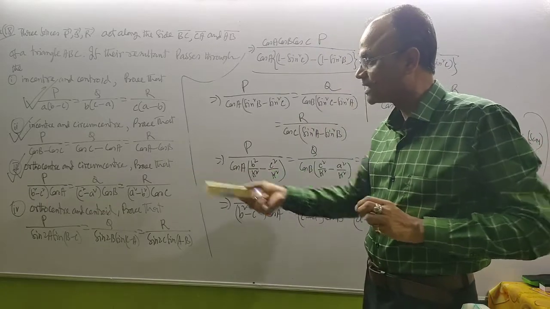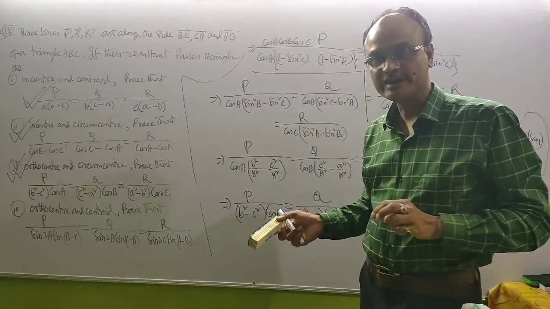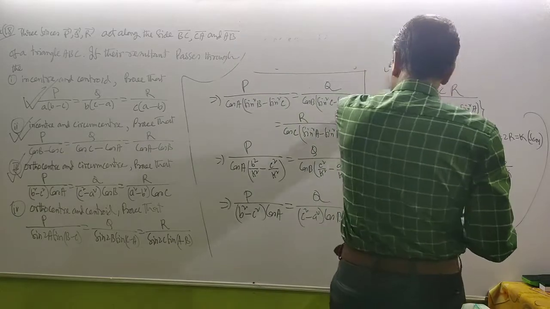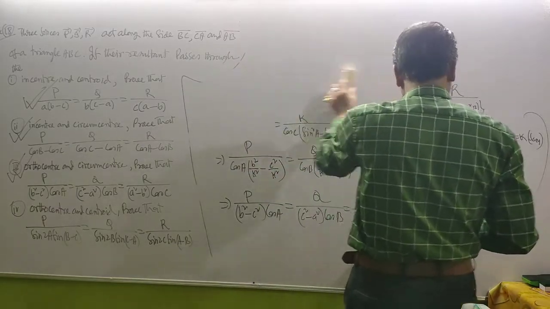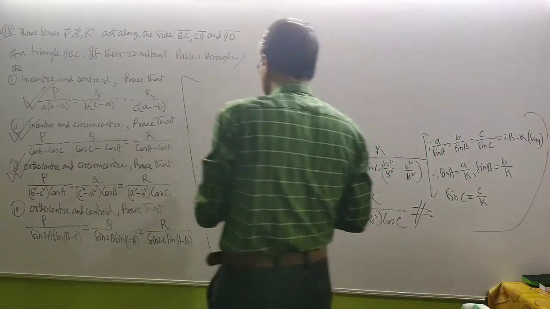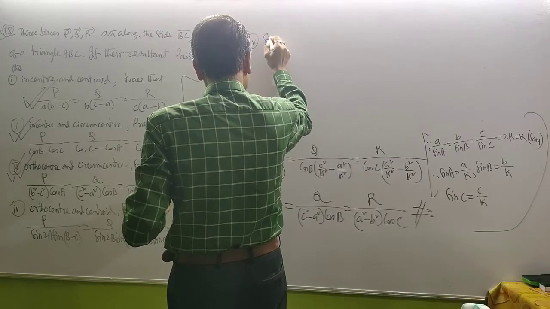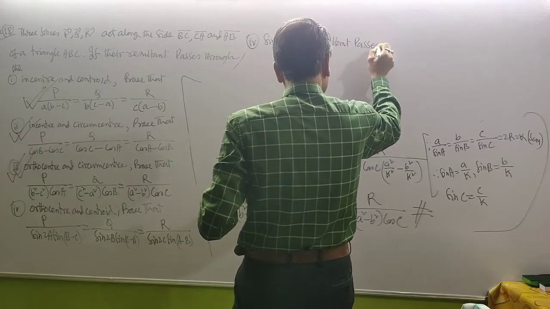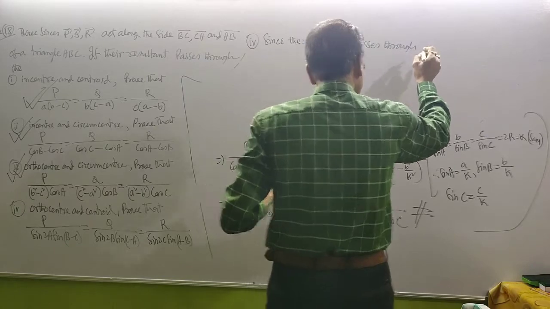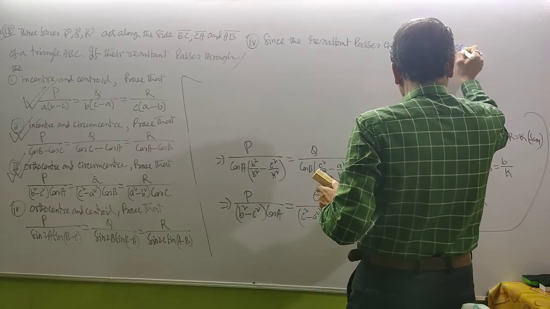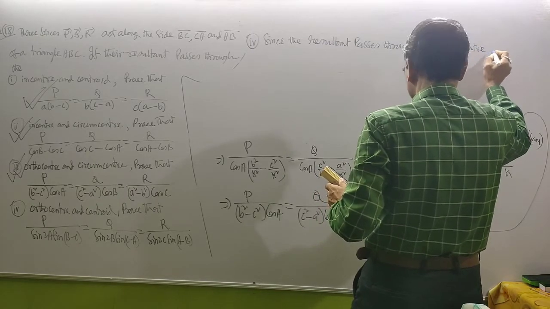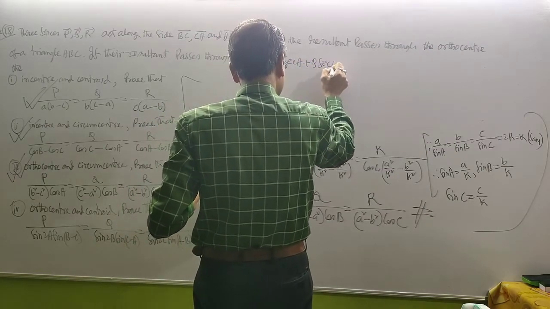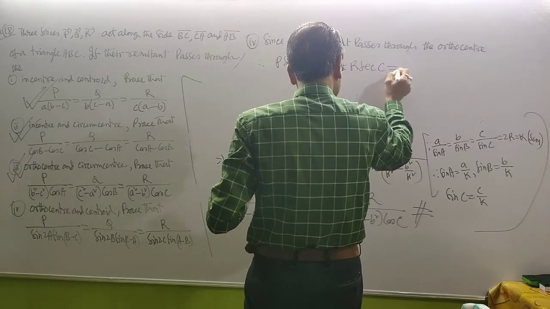Just now the last one is orthocenter and centroid. If the resultant passes through the orthocenter and the centroid, then, number 2. Since the resultant passes through the orthocenter, therefore P sec A plus Q sec B plus R sec C equal to 0. Number 1.